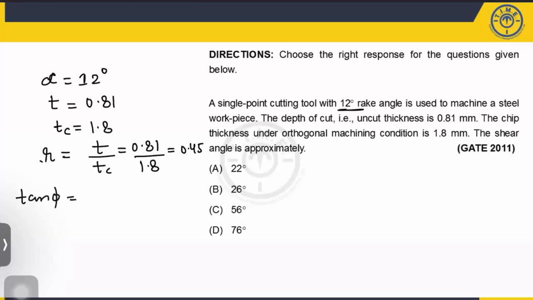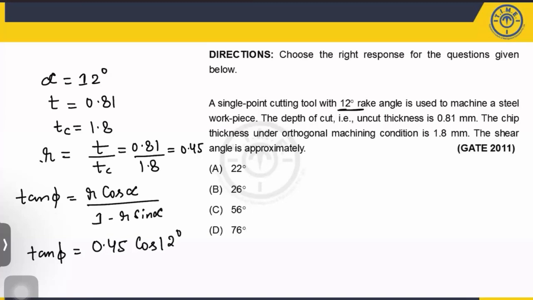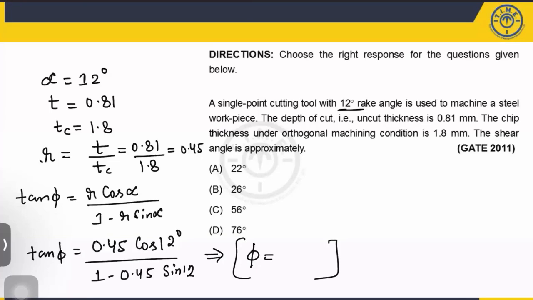Now you got the chip thickness ratio. So tan phi is equal to r cos alpha divided by 1 minus r sin alpha, and you have to calculate the shear angle. What is the r value? 0.45. Cos of, what is this rake angle? 12 degree. 1 minus, what is this value? 0.45, and sine of 12 degree. Once you solve, you will get the phi value. Can you please tell me what value you are getting? Do it fast. 90% of the problem I have solved. You only have to calculate the phi value. Just take the tan inverse of this. Once you got the answer, please comment in the chat box.